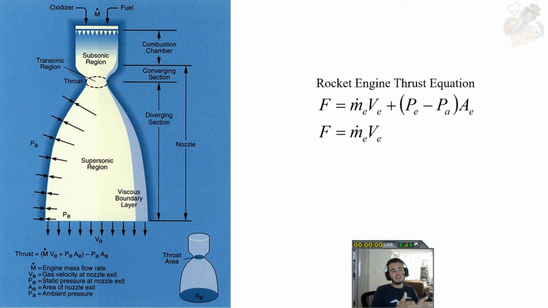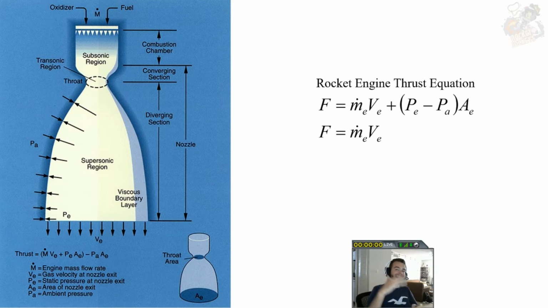Because if you look at that term, when you're at sea level, your ambient pressure is larger than the exit pressure of your rocket engine nozzle. So that second term is negative. So you get a decrease in thrust at lower altitudes, at sea level.